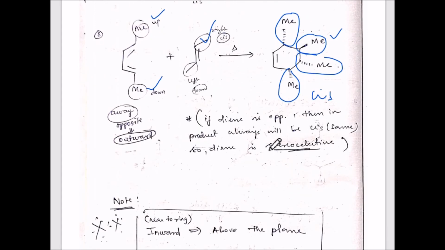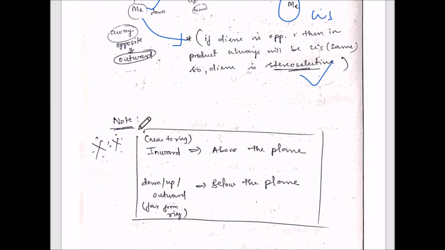So you remember this, if the diene is opposite, then in the product it will always be cis. So the diene is stereoselective. If you have your diene opposite like this, it results in cis only, so it is highly stereoselective. Your diene is highly stereoselective, remember that.